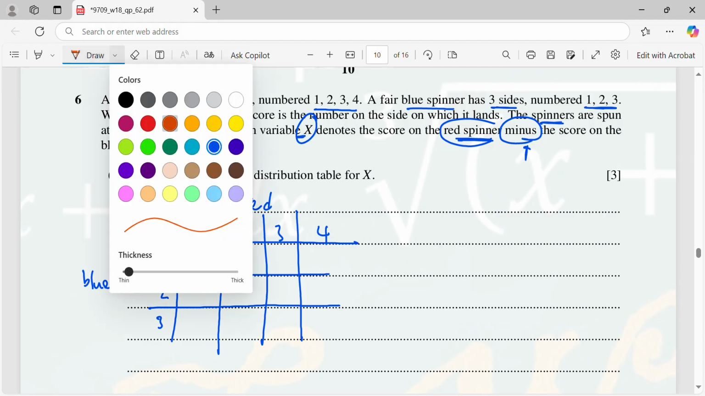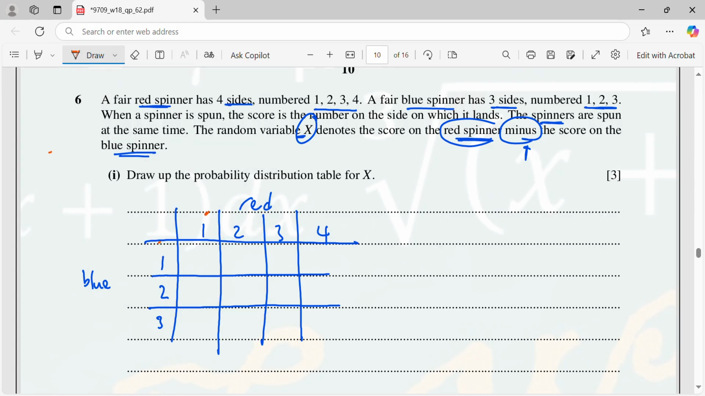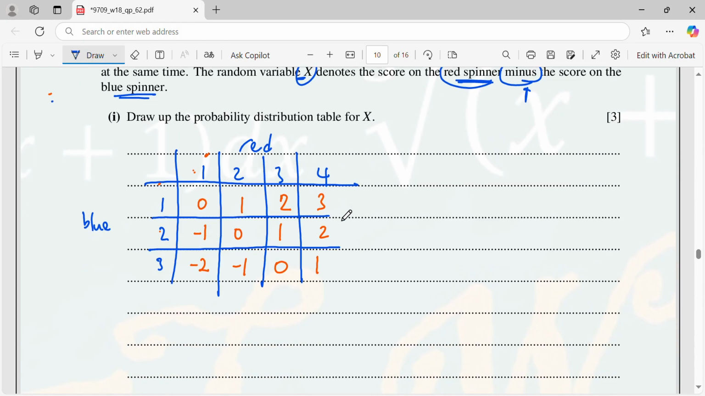That means now here, 1 minus 1 is 0, 1 minus 2 is minus 1, 1 minus 3 is minus 2, 2 minus 1 is 1, then 3 minus 1 is 2, then here is 3, 2 minus 2 is 0, then 3 minus 2 is 1, 4 minus 2 is 2, 2 minus 3 is minus 1, 3 minus 3 is 0, 4 minus 3 is 1. Okay, so the orange color means the x values. So from here, I will get my probability distribution table.